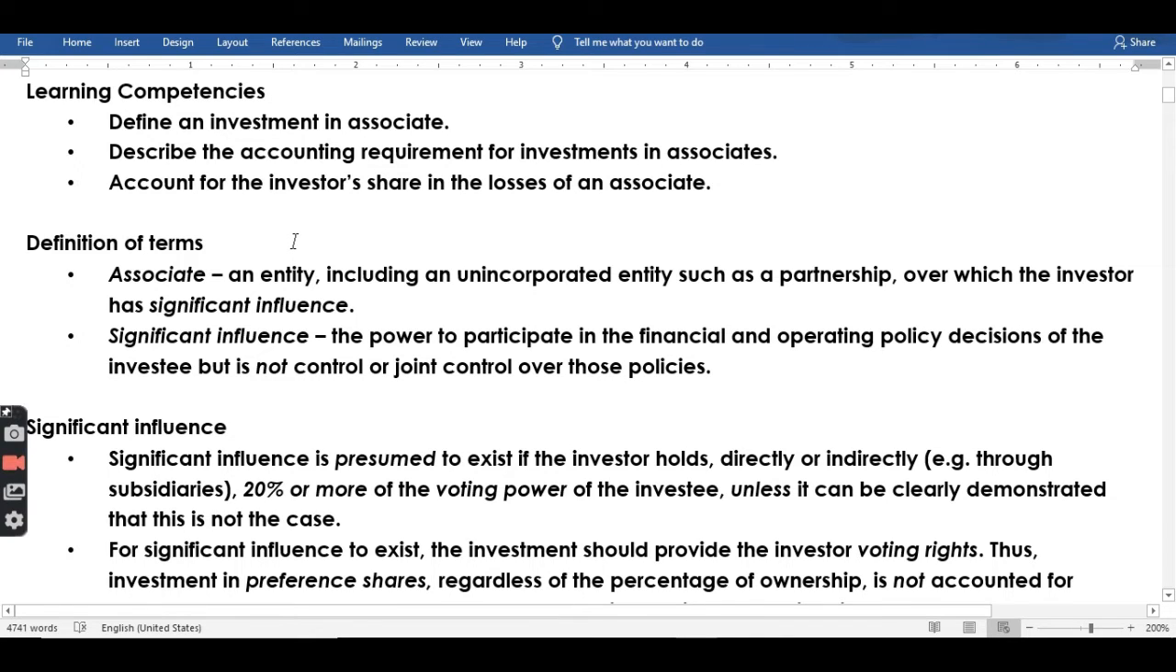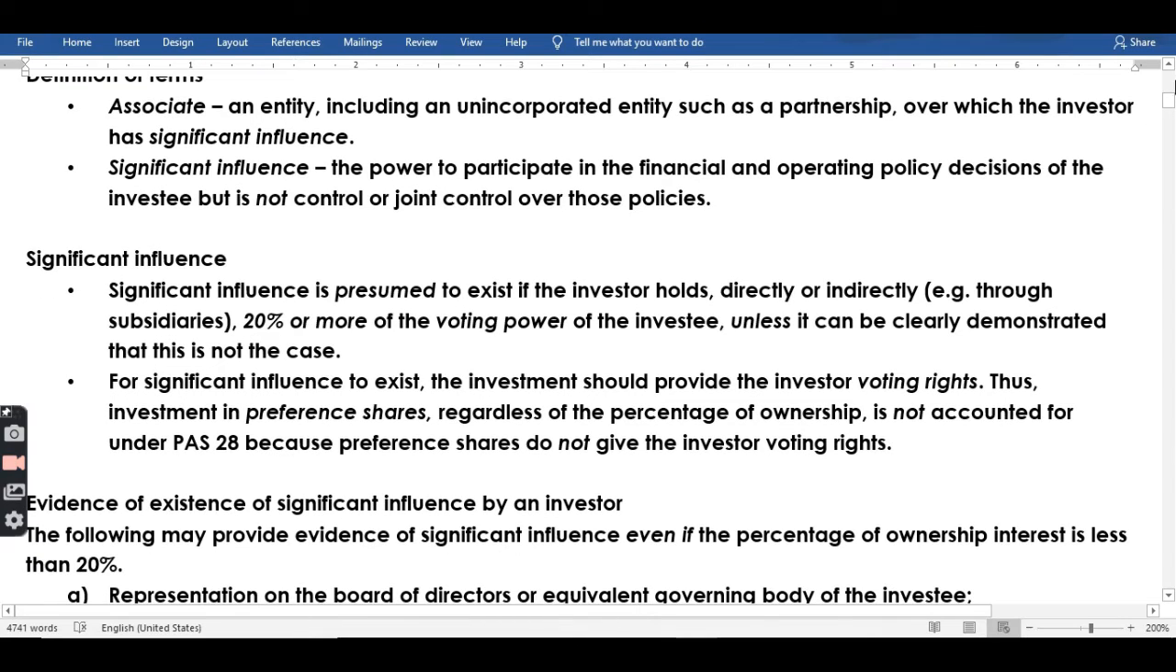In other words, how are you going to use the equity method in accounting for investment in associate transactions. And then third is account for the investor share in the losses. So this is with regards to situations wherein instead na nagpa-profit yung ating associate, nagkakaroon ng losses. Okay? So we go to the definition of terms.